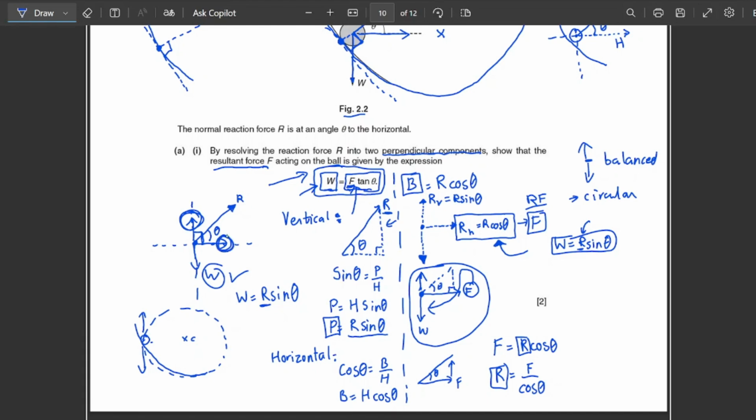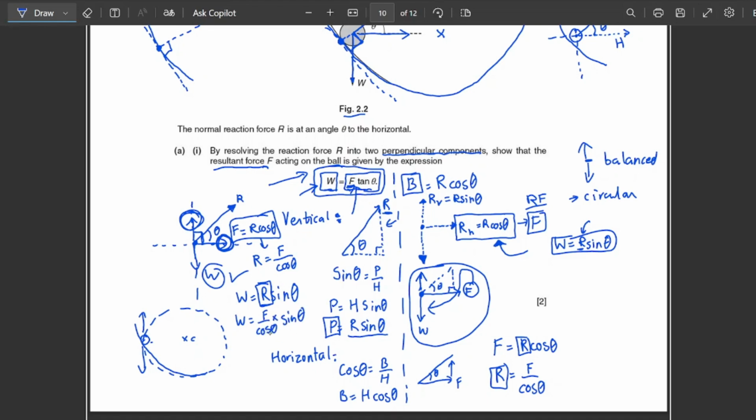And that F is basically this resultant force, because that's the only resultant force in this situation. We know what that is. It's the horizontal component of R, which is R cosine theta. So we just need to get rid of this R over here, and we can use this other equation to do that. If you make R the subject, it's F over cosine theta. And so we're just going to put that over here. So that R is F over cosine theta times sine theta.